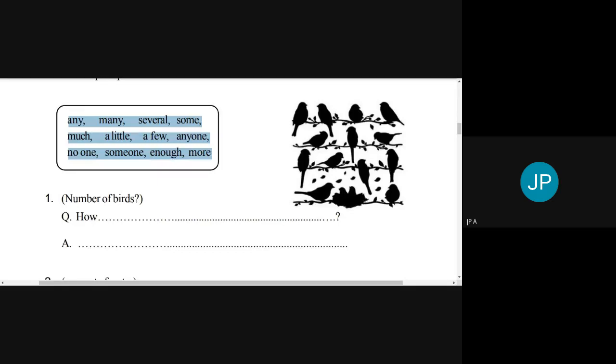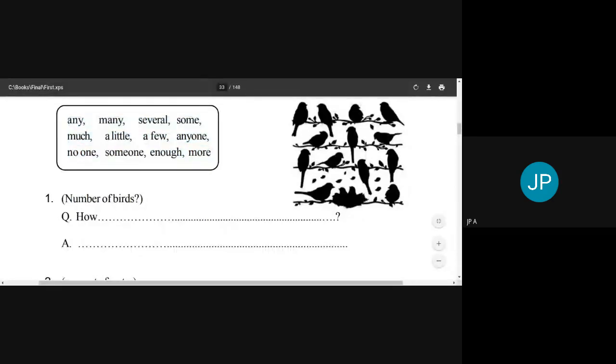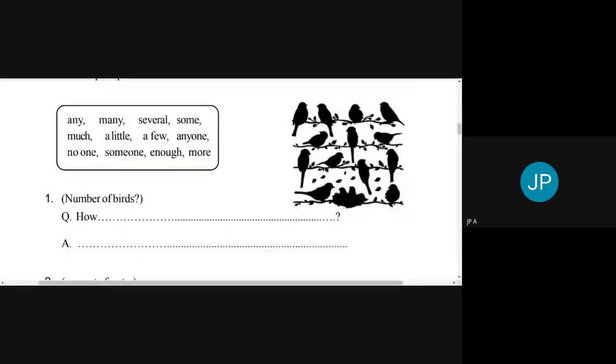Now how do we answer this question? We cannot give a number for that. In fact, we can count the birds and write a number, but that is not the answer they expect. We want an answer using the words in the box. We have to use only these words which are given in the box. For example, I will put those words in the chat box. These are the words that we can use to give the answers. So how do we answer using any of these words?